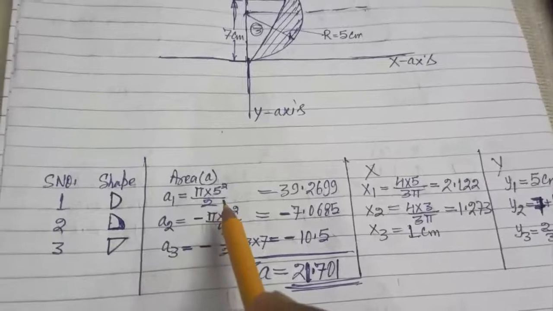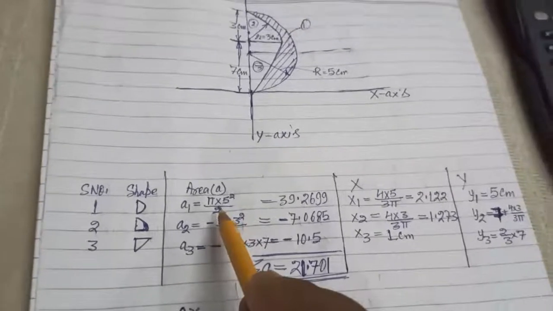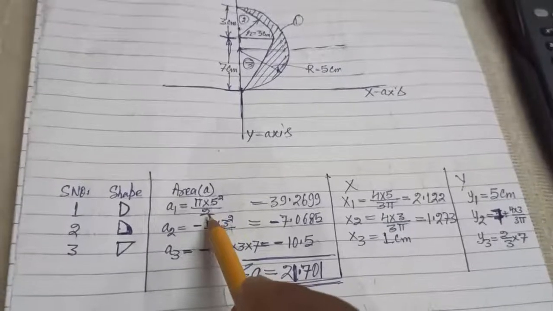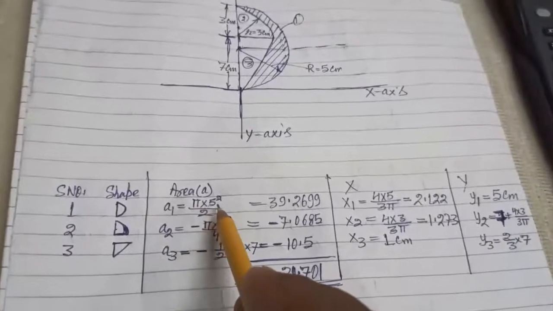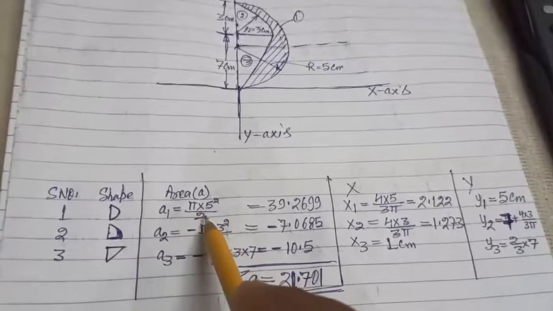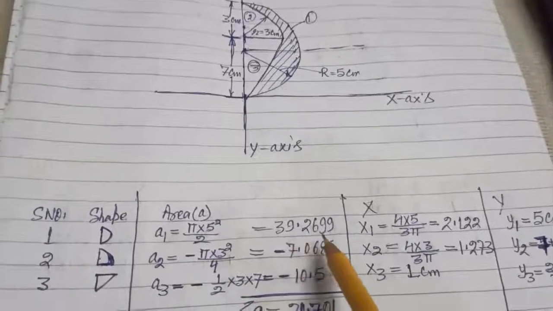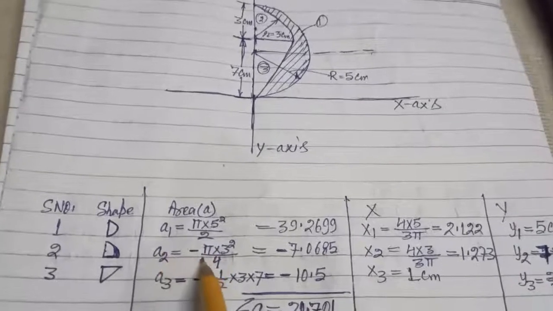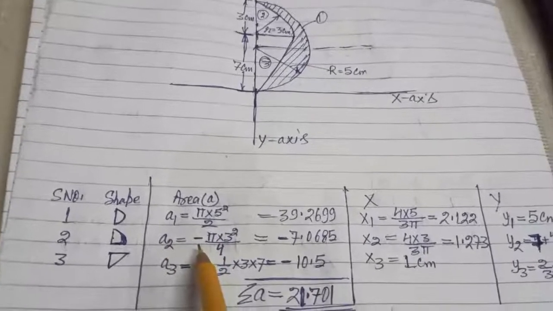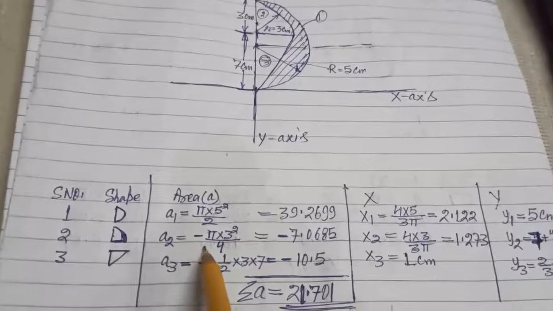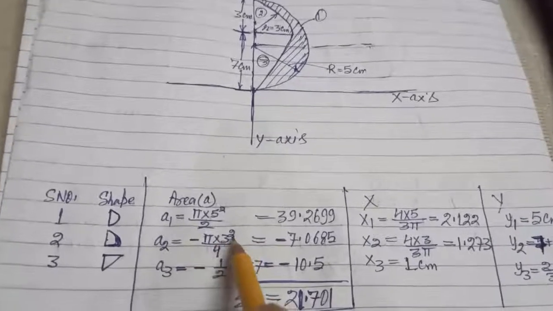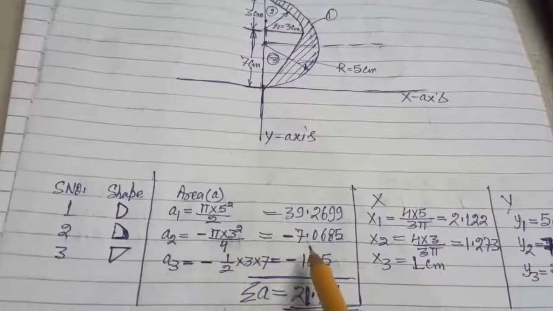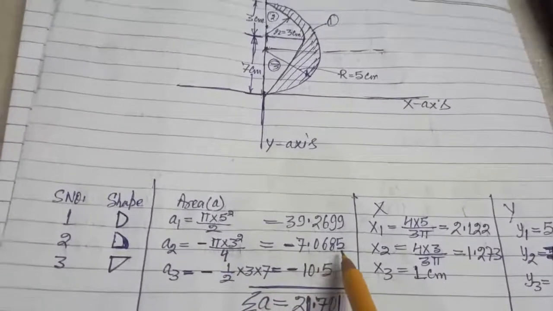So the area of the semicircle is bigger. Semicircle is pi r square by 2. So pi r square by 2, where r is 5, this will give you 39.2699. Now the area of the quadrant, which will be with minus sign because it is deducted from the semicircle. So with minus sign, pi r square by 4. R is 3. This will be minus 7.0685.